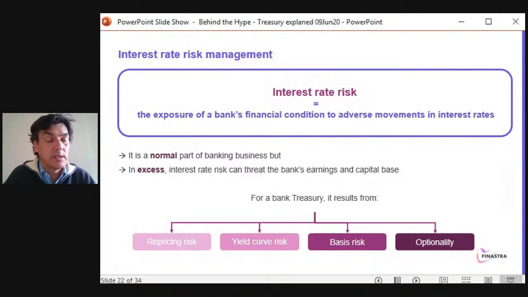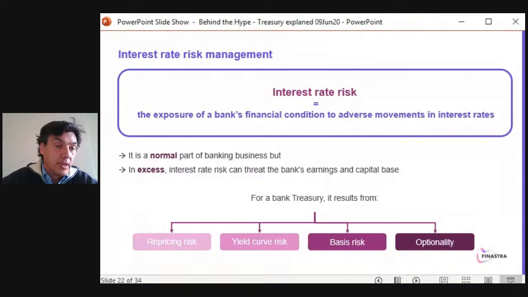Now, obviously, as with everything in excess, it's not good, and this is why traders inside the treasury need to look at their interest rate risk. This can come from 4 different things. The first one is what we call the repricing risk. Simply put, it is when you have a reset.